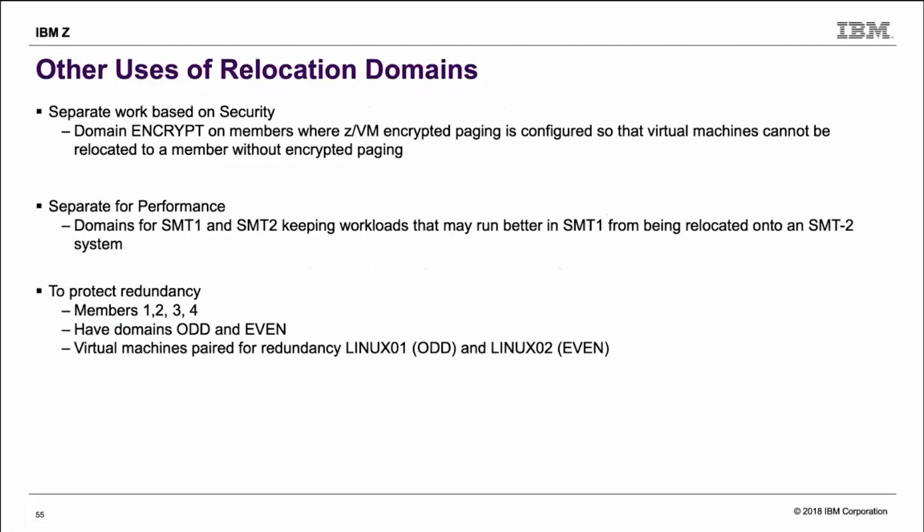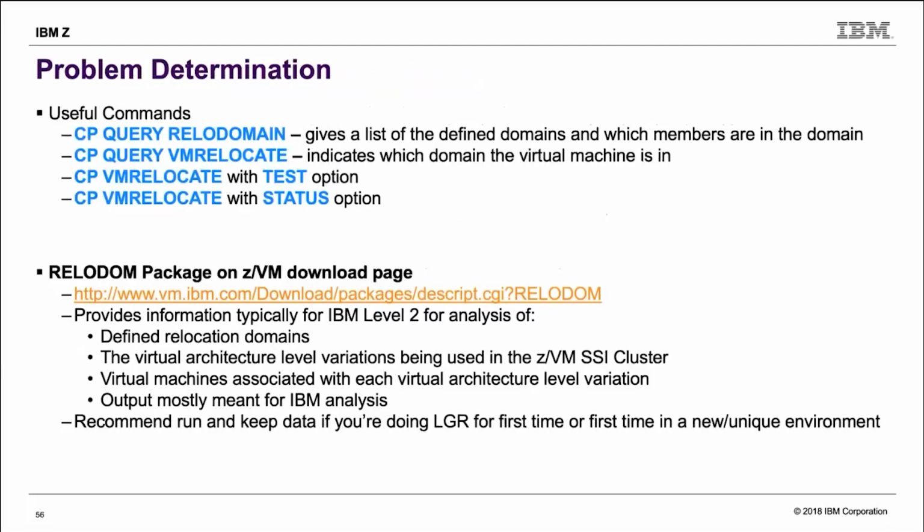We've even seen relocation domains set up for redundancy, so having even and odd domains where the actual virtual machines are paired for redundancy. So a lot of other uses, and there's probably more out there that we have not included that maybe you can dream up of how you might be able to use it in your configurations. All right, so this is the last slide, I promise.